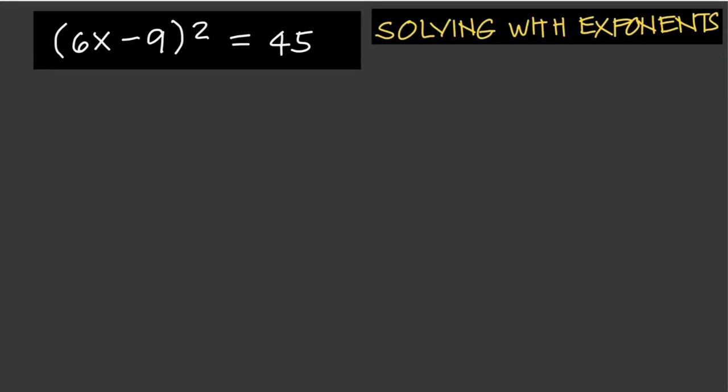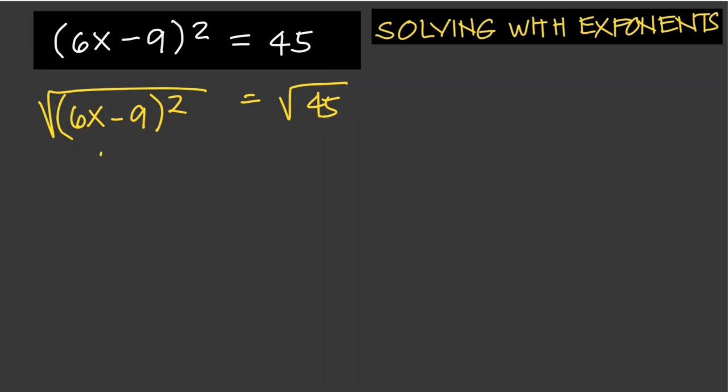Let's try another example here. What if we're given 6x minus 9 squared equals 45? Since our exponent here is 2 and 2 is even, we use the even root property. That means we have two solutions. So by simplifying the roots, this would be the square root of 6x minus 9 squared equals the square root of 45. So we have 6x minus 9 equals the square root of 45.